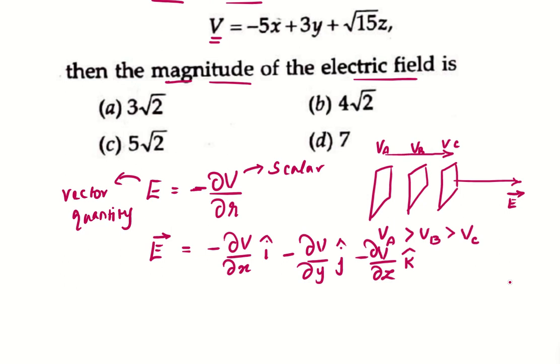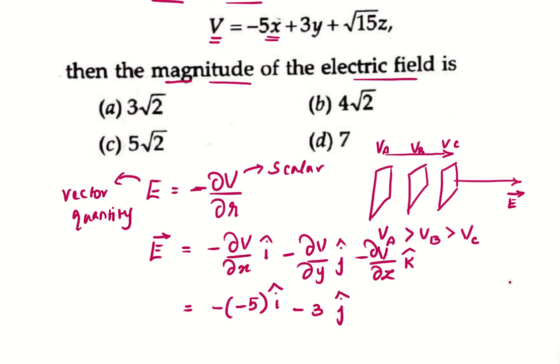So let's do that. In the potential, there are three terms. Only the first term has x. So if you differentiate V with respect to x, you will get only minus of minus 5 I cap. Then dou V by dou y. If you differentiate the electric potential with respect to y, only the second term has y in it. So you will have minus 3 J cap.